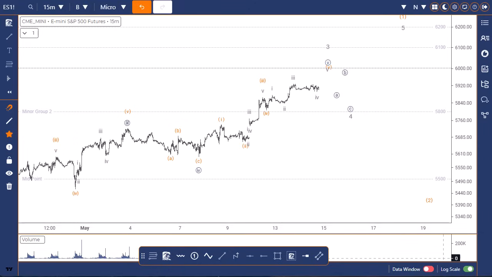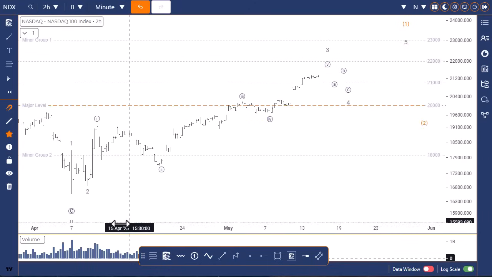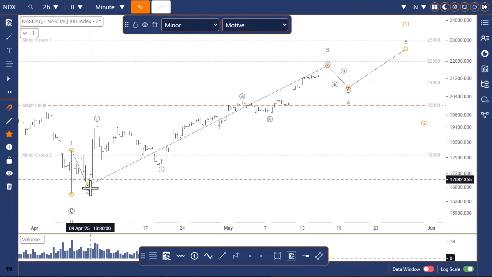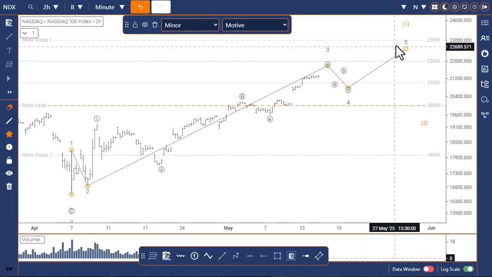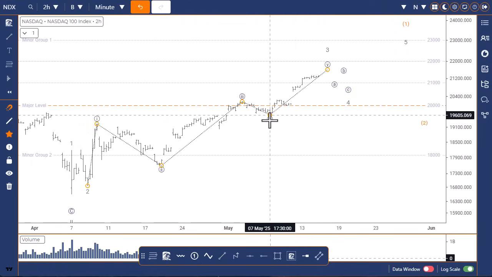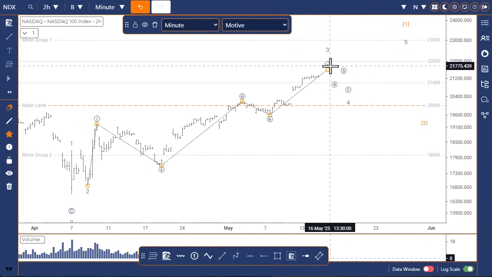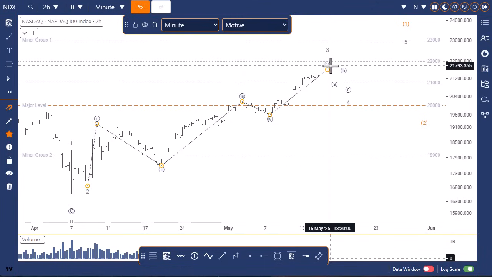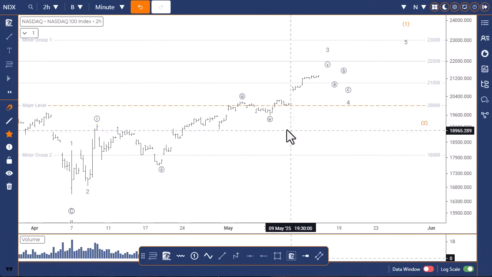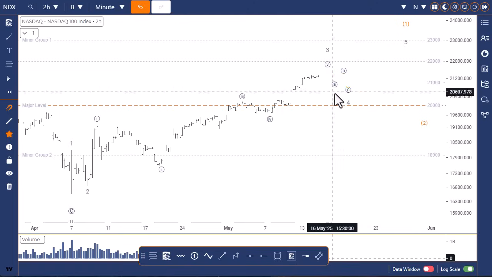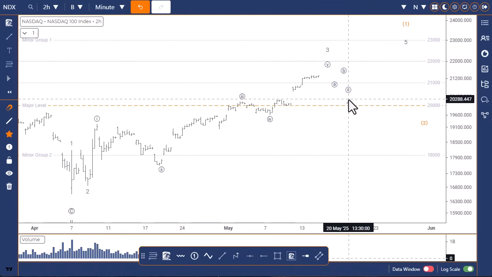Let's have a look at the NASDAQ. Okay, this is the cash market for the NASDAQ. So we've got waves 1 and 2 and 3 and 4 and 5 here. From this wave 4 going up to wave 5 here, you can see that we've got the beginning, we've got the middle here, and we're closer towards the end of this particular trend. Once that's completed, then we'll be looking for this ABC correction and then wave 4.